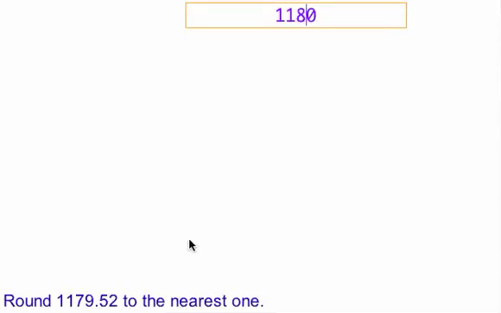Did you get that? So the 9 becomes a 10, so we have to carry the 1 over to the 7. All right? So the 9 is now a 0, and the 1 gets carried over to the 7, gets added to the 7, and it becomes an 8. And so we have 1,180.